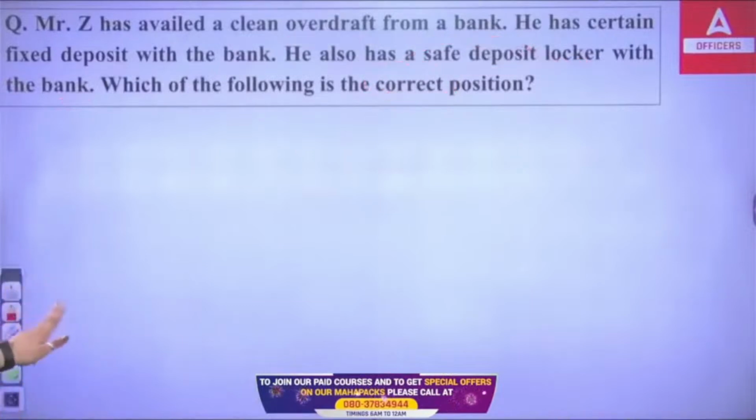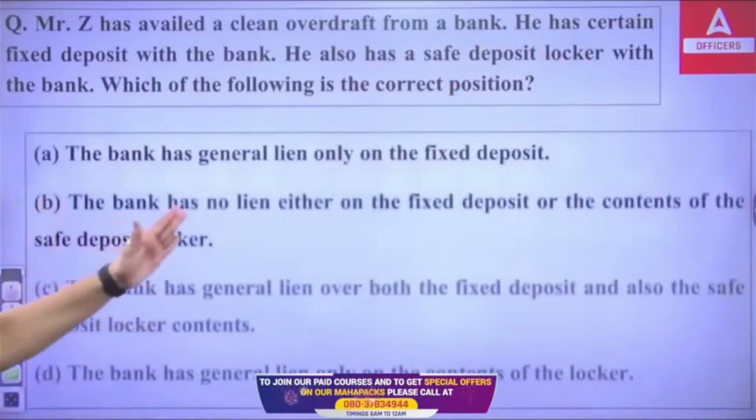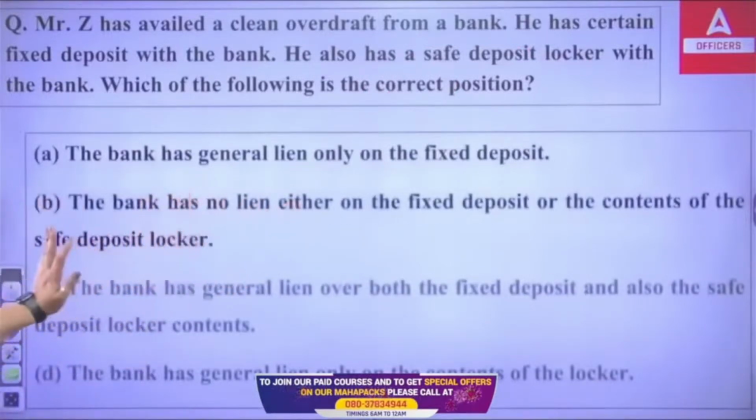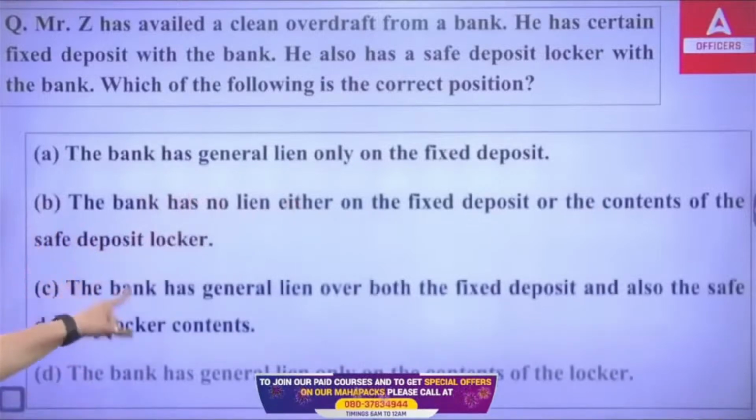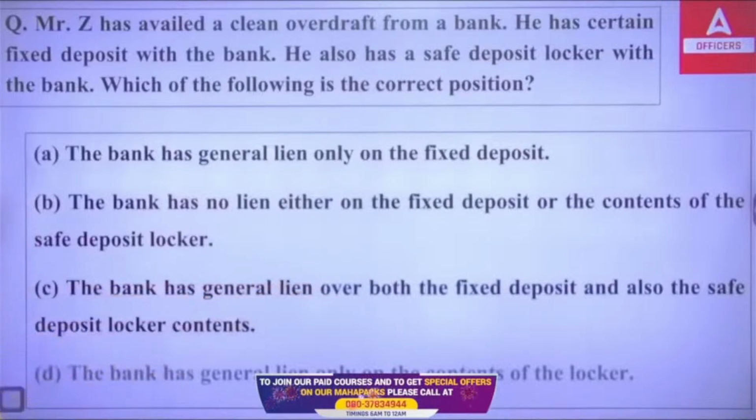So first option we have, the bank has general lien only on the fixed deposit. The bank has no lien either on the fixed deposit or the content of the safe deposit locker. The bank has general lien over both the fixed deposit and also the safe deposit locker content. Then the bank has general lien only on the contents of the locker. So what do you think, which of the following is correct? A, B, C or D?